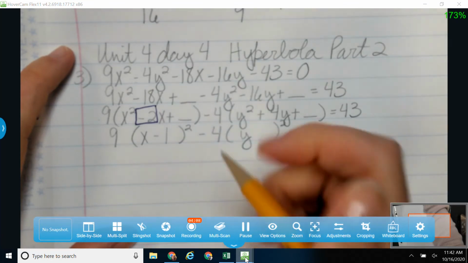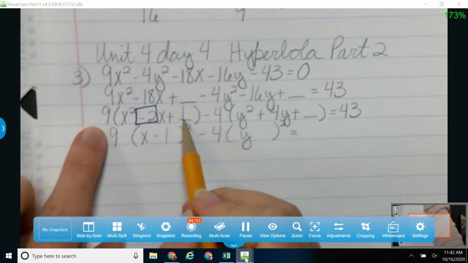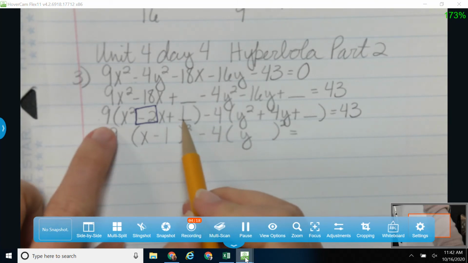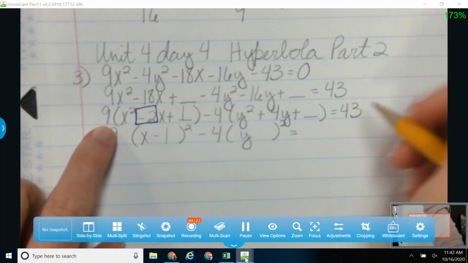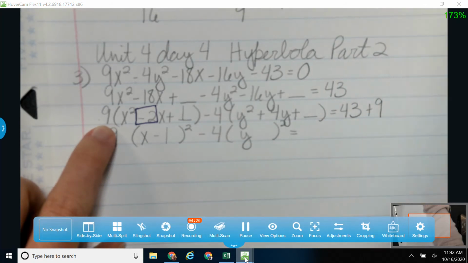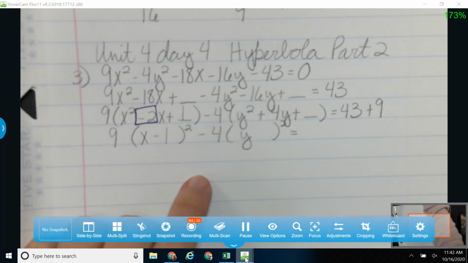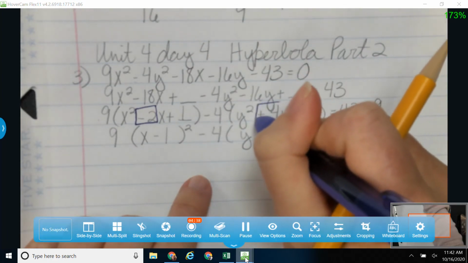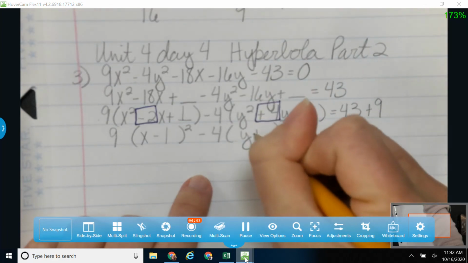So 1 squared gives me 1, but what did I actually add right here? 9, that's right. Remember that I actually added 9 because I have a 9 in front of my parentheses, and if I were to distribute that, I would end up with a 9 over here. So I actually added 9 to the left. I need to then add 9 also to the right. Okay, now over here. Again, I'm going to take half of my middle term, including the sign. So half of positive 4 gives me positive 2.